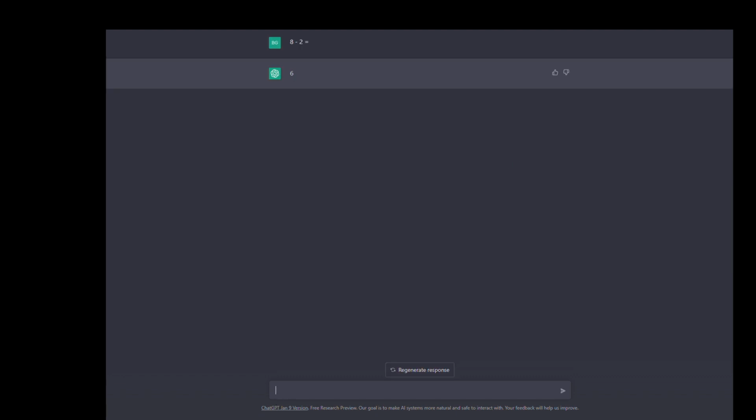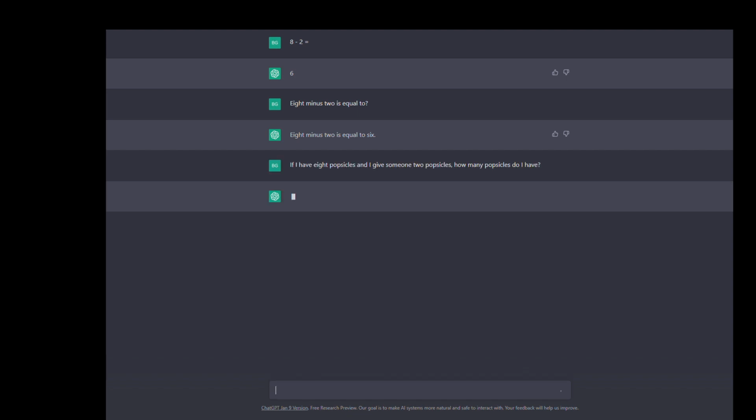8 minus 2 equals 6. 8 minus 2 is equal to 6. If I have 8 popsicles and I give someone 2 popsicles, how many popsicles do I have? If you have 8 popsicles and you give someone 2 popsicles, you would have 6 popsicles left.